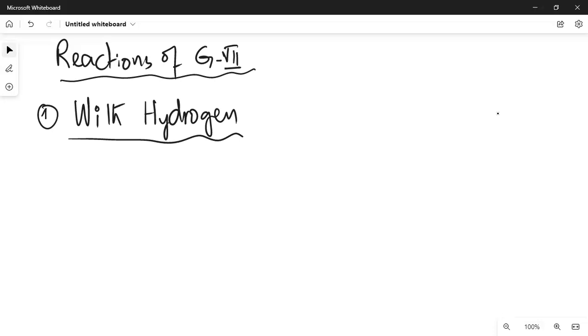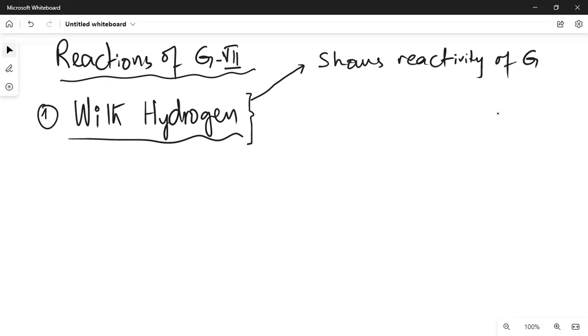But what do we need to show in this reaction? In सारे reactions की कोई background है किसी वजह से आपके syllabus में, you need to understand that reason also. So reaction with hydrogen shows reactivity. जो भी हमने लिखा ना, down the group decreases. तो इससे हमें group 7 elements की reactivity का trend पता चलता है.